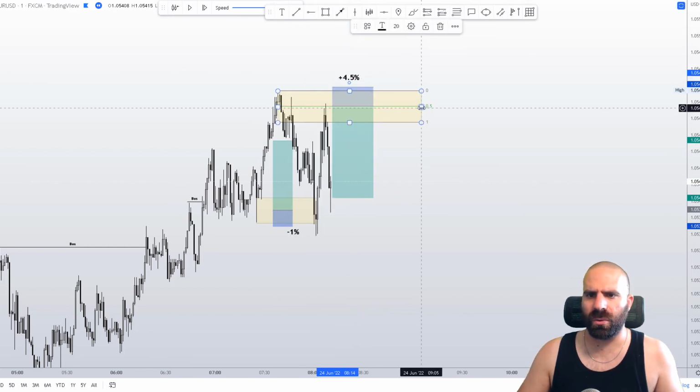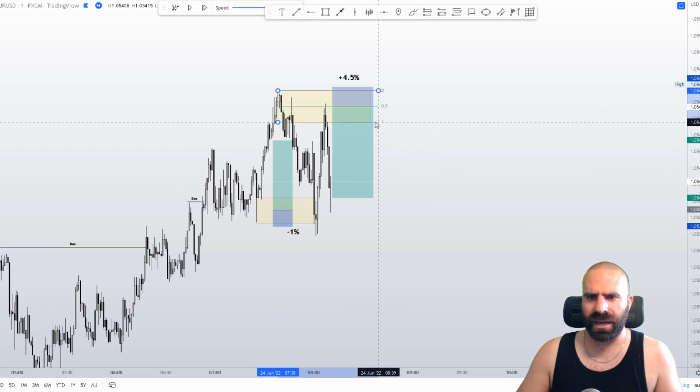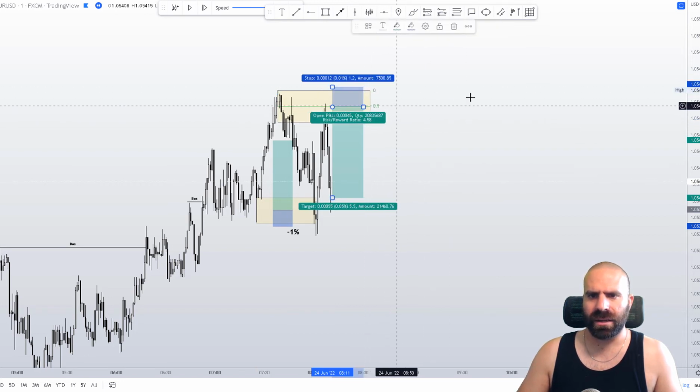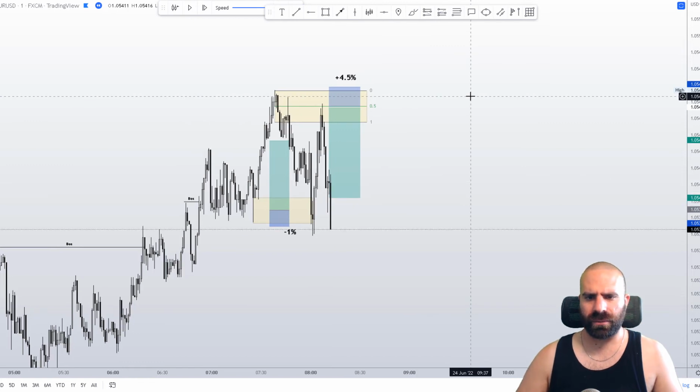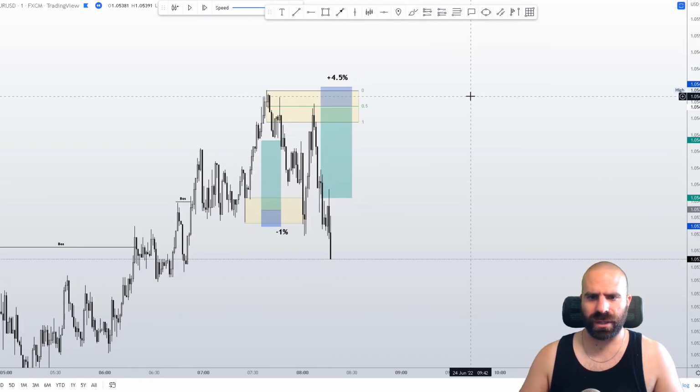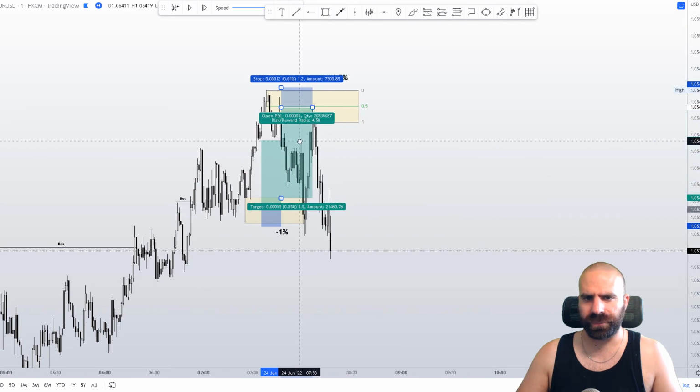I don't know if it's going to be a winning one. I didn't know about any of those examples over here. It's just random backtesting. So let's see about the next break of structure. Okay, we have the next break of structure.